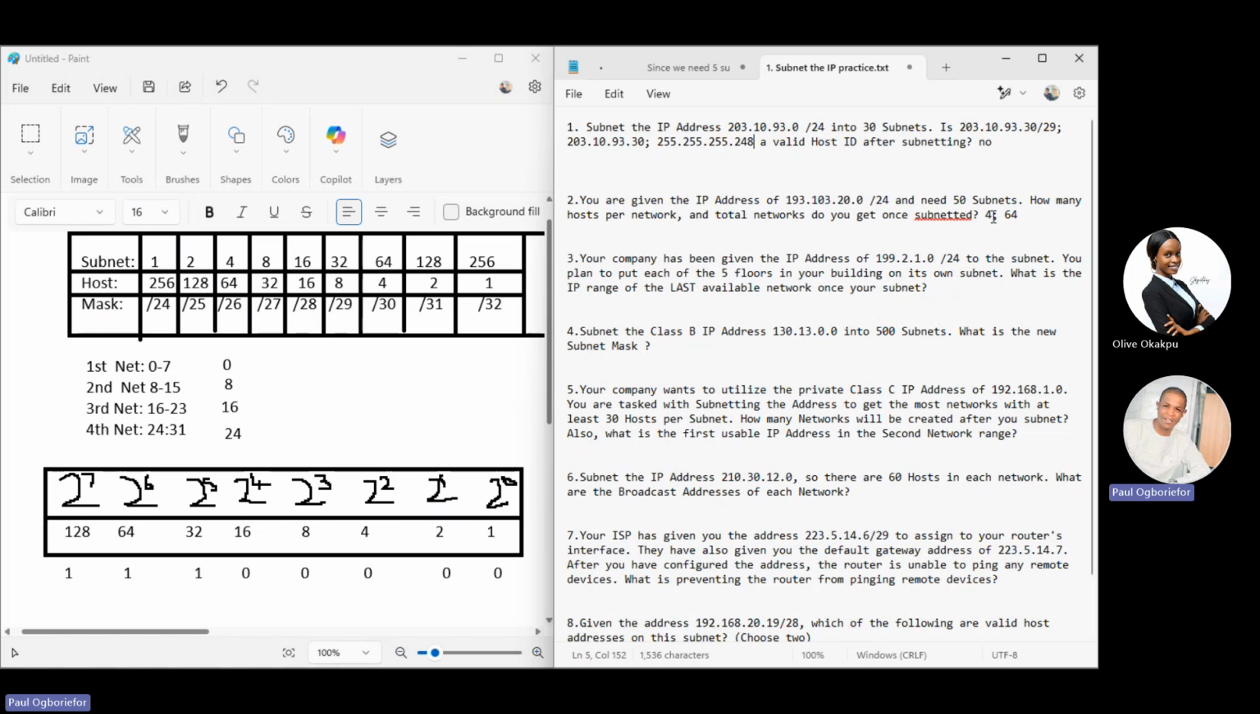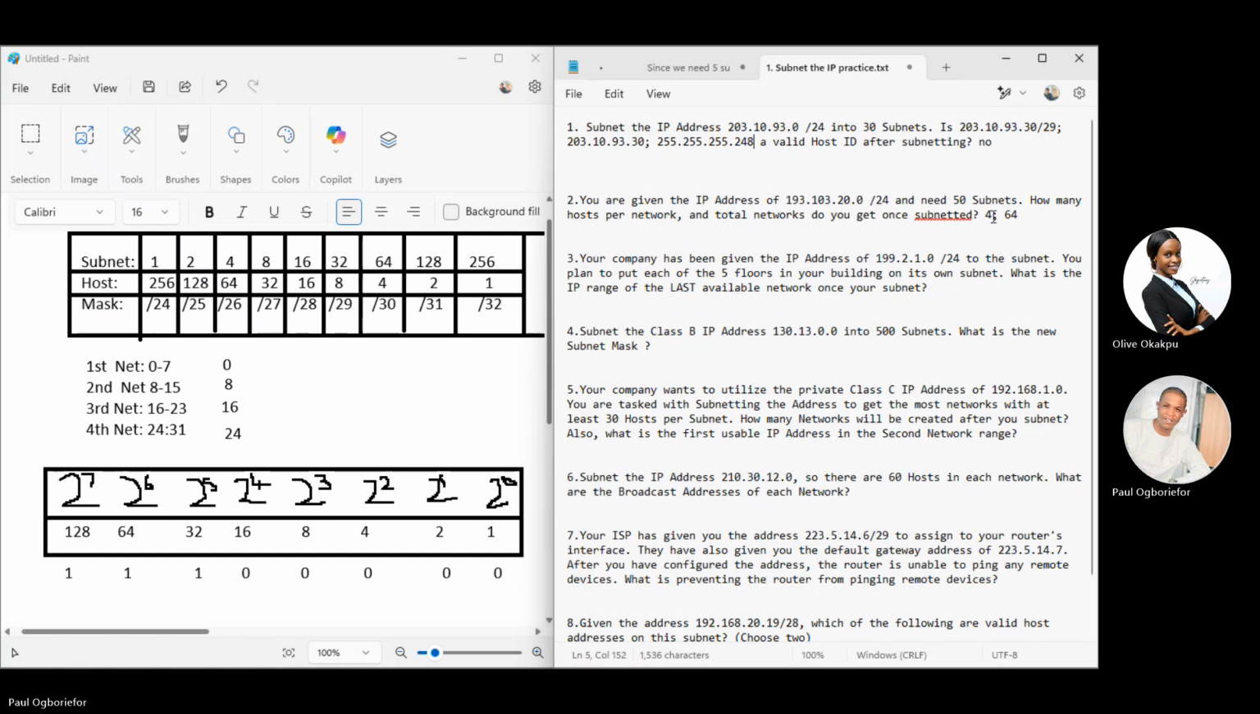The last available network. Now, this question can be a bit tricky. You may want to say, okay, the last IP range of the 5th floor. But before I even go to the 5th floor, because you are subnetting, you are dividing this network into 5 places, into 5 floors. That means you have to divide it into 5 places, right? Now, how do you start? Looking at our table, where do you start from and how do you start? Into 5, right?